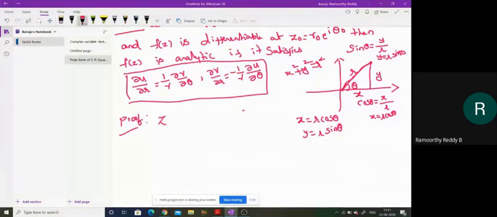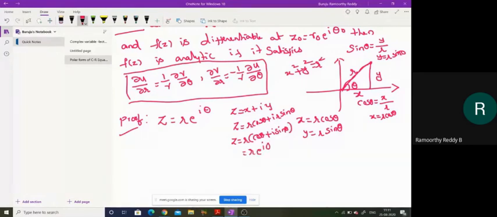Your z is r e power i theta. How does this come? Generally we have z equal to x plus i y. In polar form, x is r cos theta plus i into y, which is r sin theta. Taking r common, it is cos theta plus i sin theta, which is equal to r e power i theta. So this is your z.